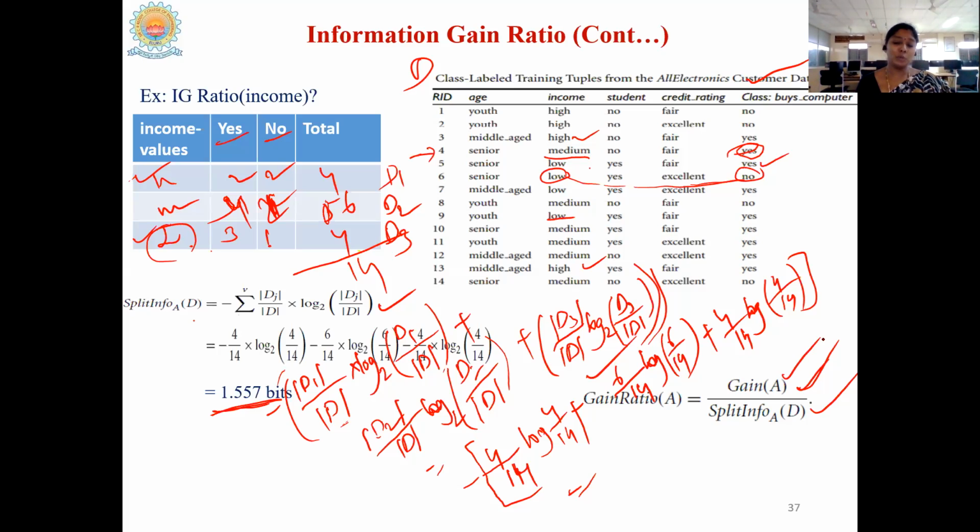This is the formula. In the numerator, we are having gain of A. That is already calculated in the last class. We can directly take that value. Now we have calculated the split information, right? So what we get is 1.557. So for getting the gain ratio, what we need to do? Gain of A, we need to take from the past value, gain of A divided by this 1.557. If you do that, you can get some value, which is nothing but the gain ratio of income.